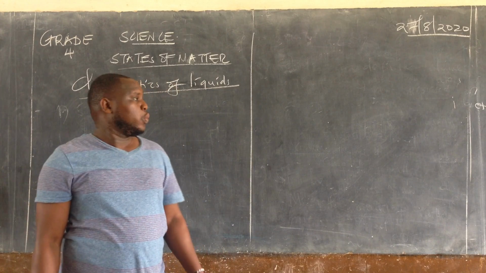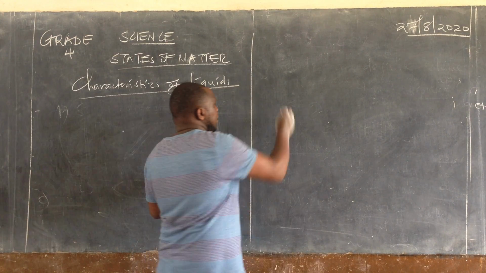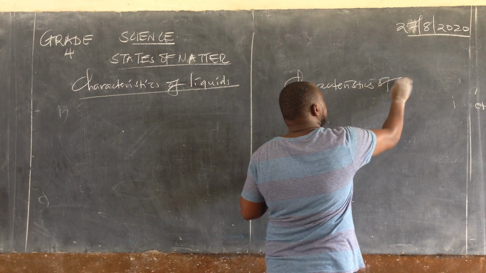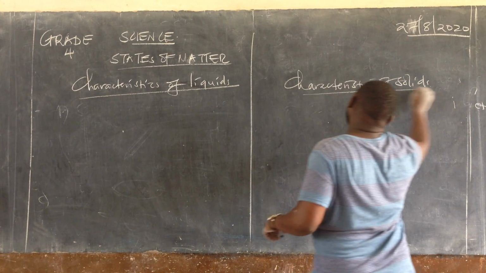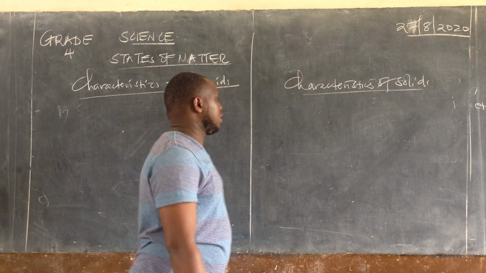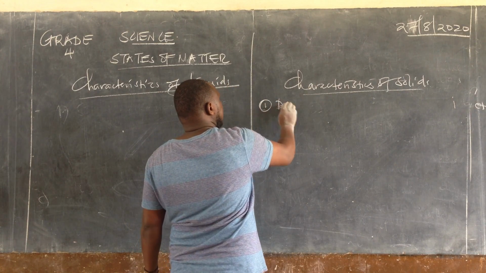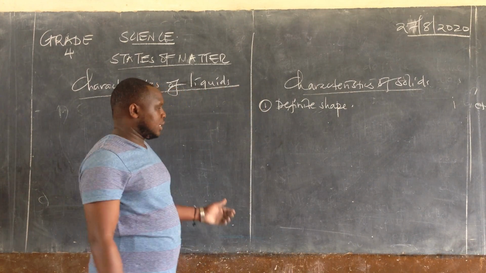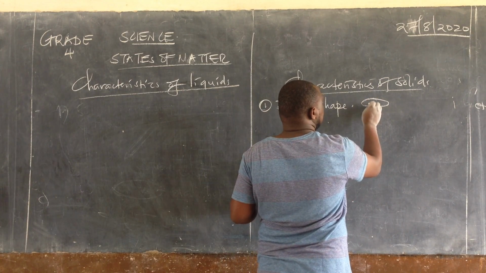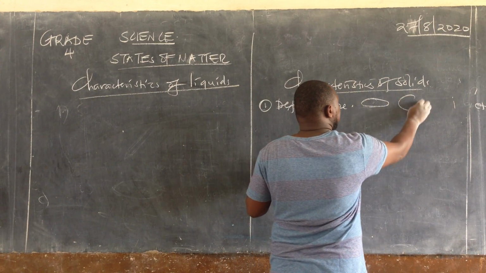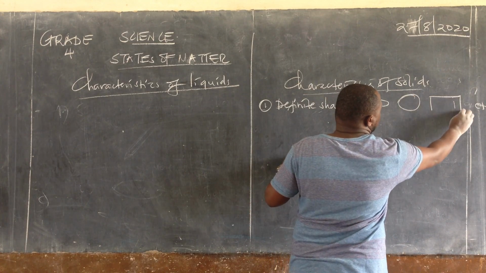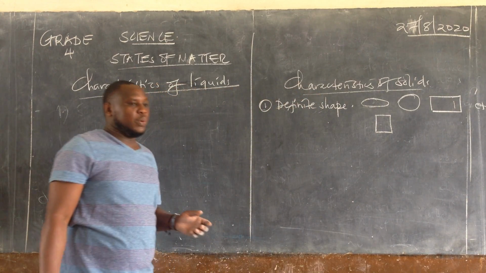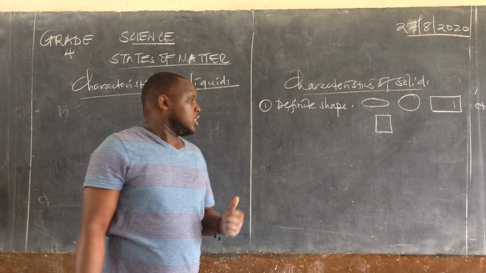Remember, in our previous lesson, we did characteristics of solids. These were the characteristics of solids that we saw. Number one, solids have definite shape, meaning that there are those shapes, solids that are oval in nature, others are circular, others are rectangular, others are square shaped. So these are the different shapes in which solids exist. So they have definite shape.